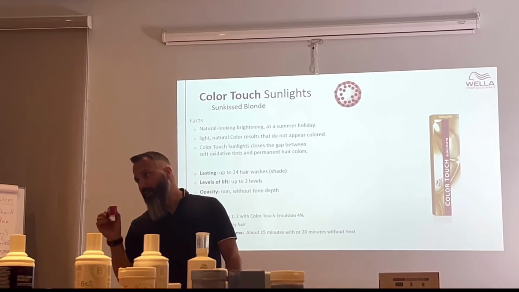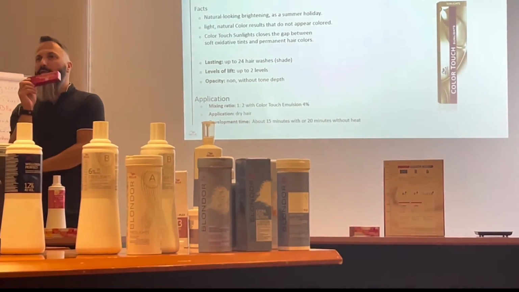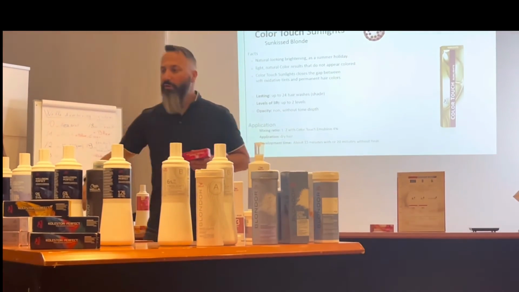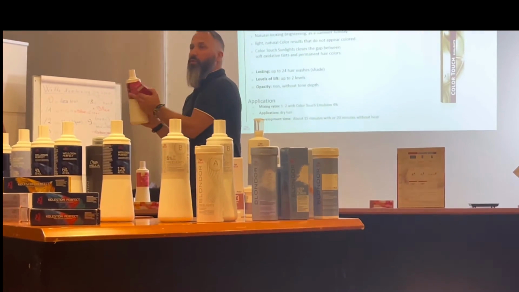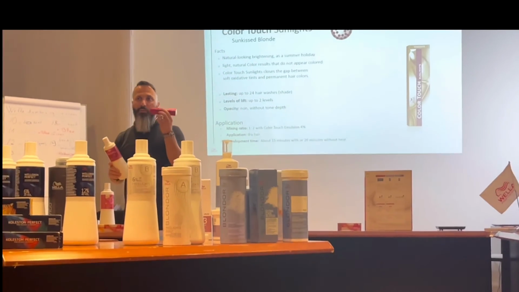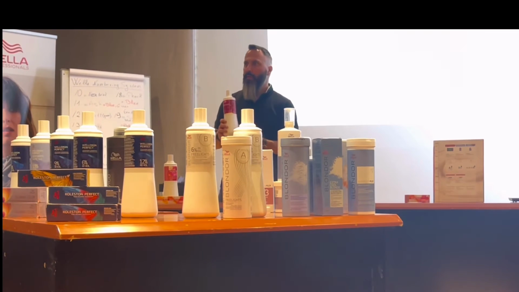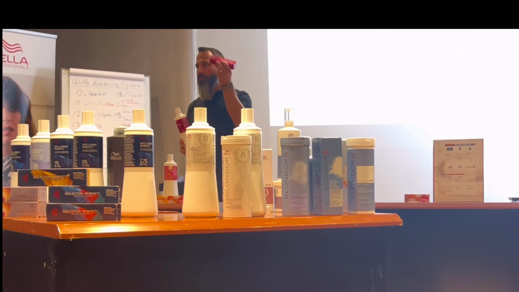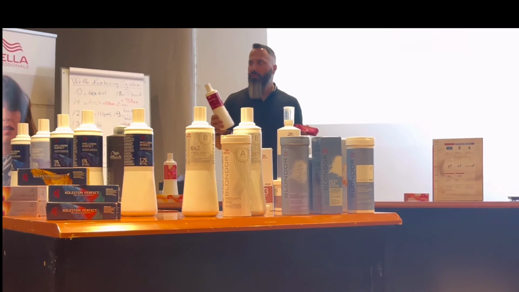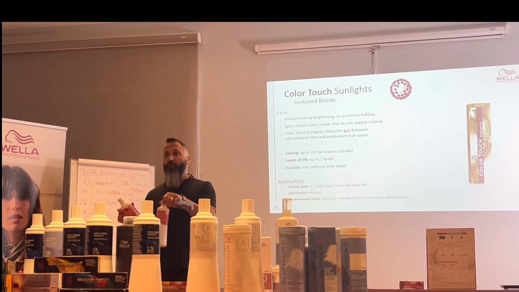Color Touch Plus is also free ammonia. It covers up to 70% on gray hair. It has a special developer, also Color Touch Plus. But here we have only one developer, 4%, because this one is more deep, more concentrated, so we need a stronger developer. Mixing ratio is always 1 part of color, 2 parts of developer. Plus also lasts up to 24 washes, development time 20 minutes.